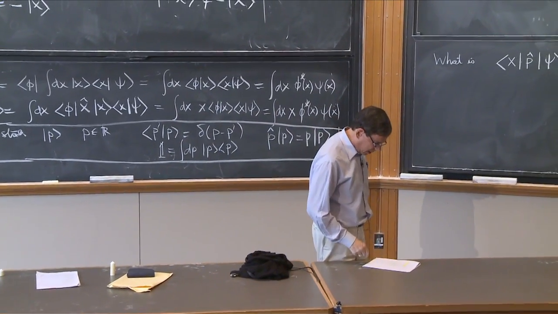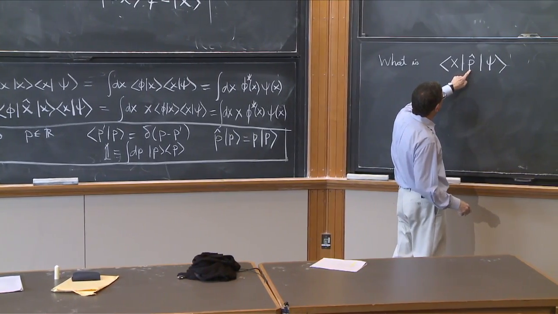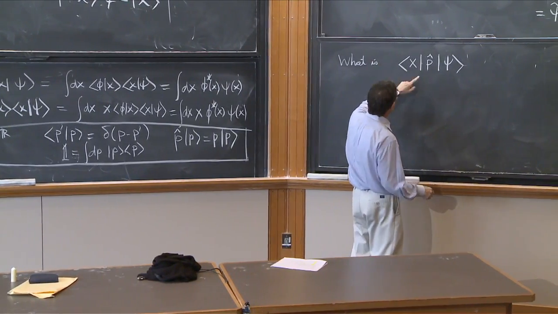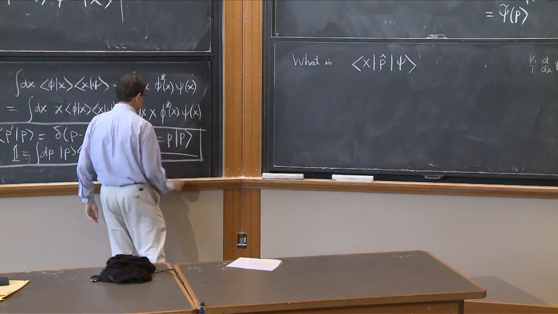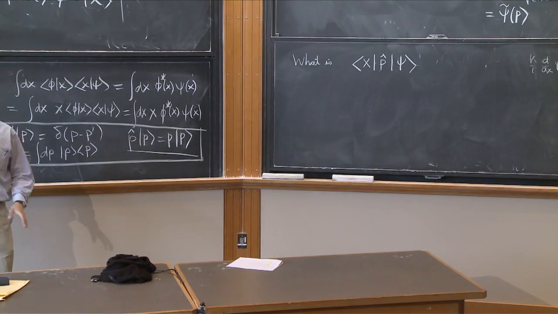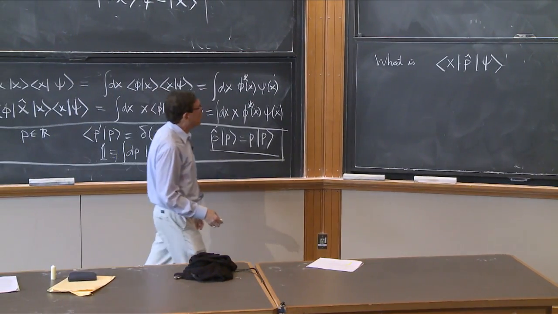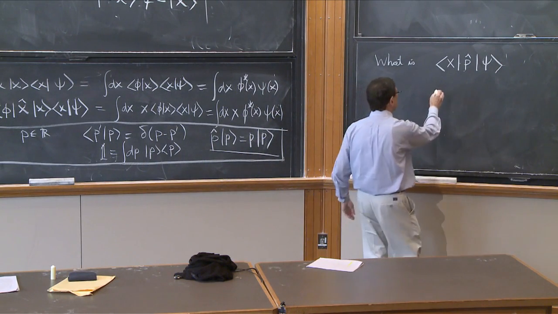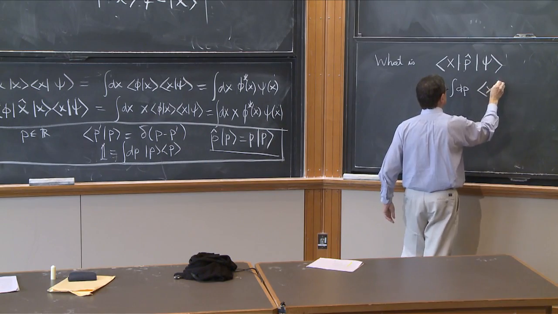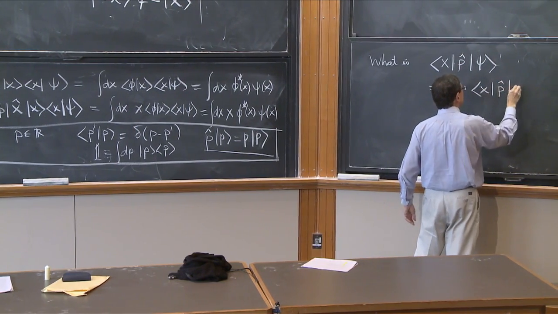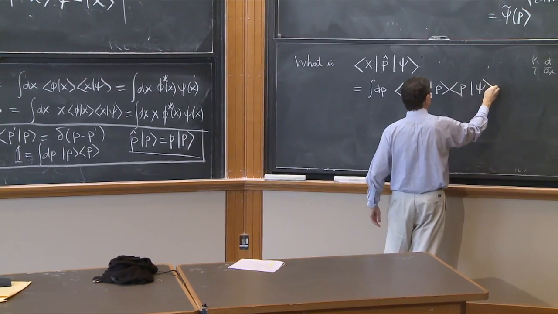We can manipulate things already. So let's do it. So for that, I first have to try to get rid of this operator. Now, the only way I know how to get rid of this operator p is because it has eigenstates. So it suggests very strongly that we should introduce momentum states completeness. So I'll put dp <x|p hat|p><p|psi>.